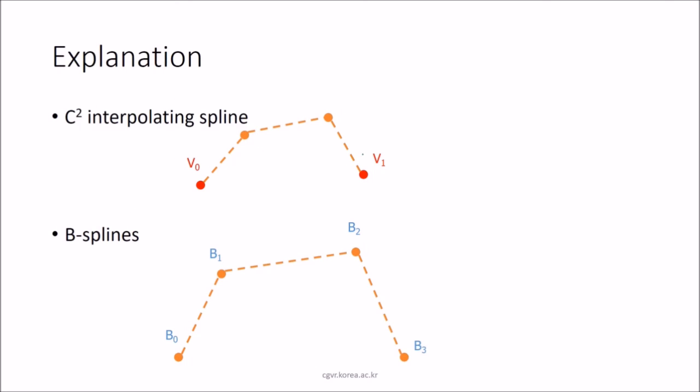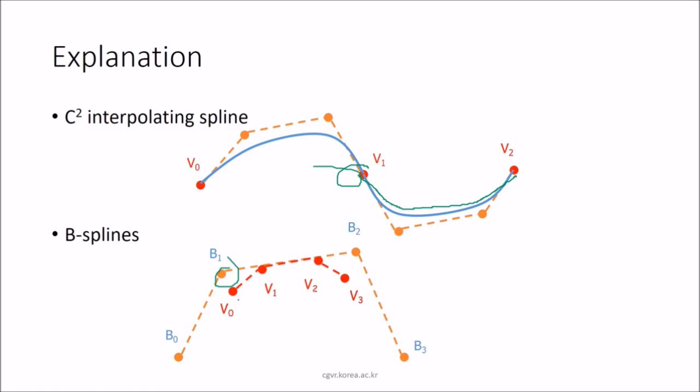We have these points, joint points and control points. This is how C² makes interpolating splines. You can add more of them, and you can make it like this. So this is the joint point. But here in B-splines, you have V0, V1, V2, V3 with these Bezier points.